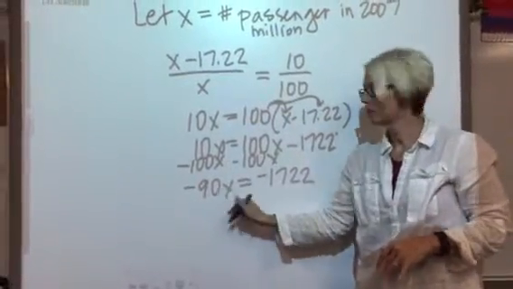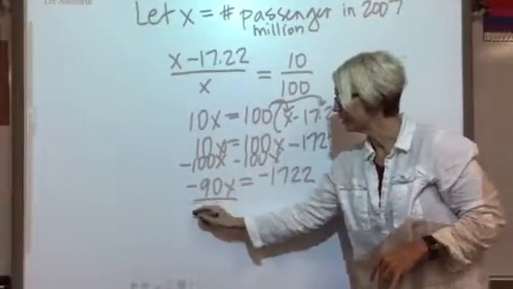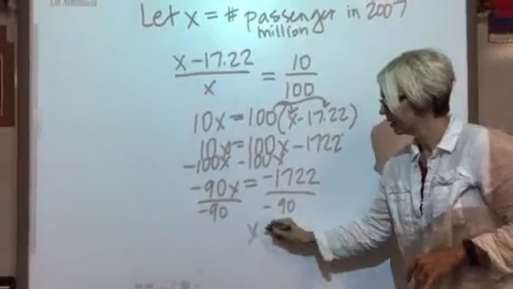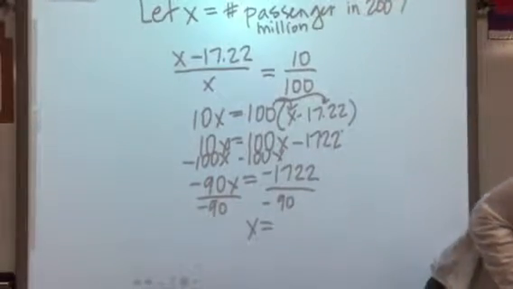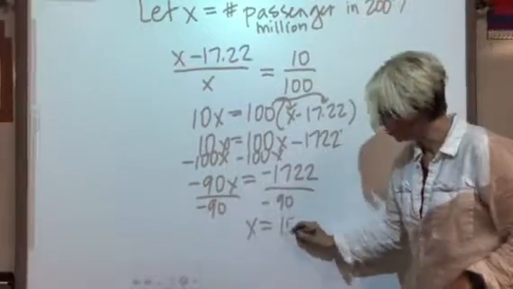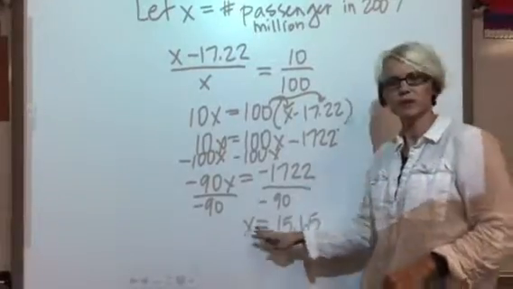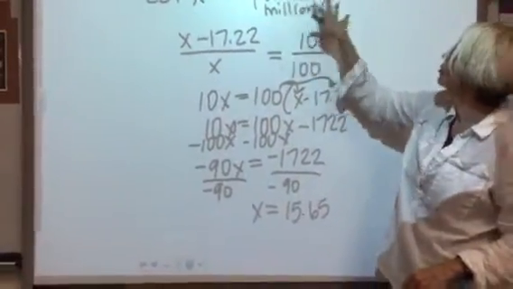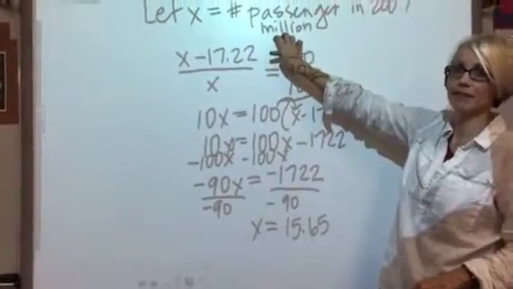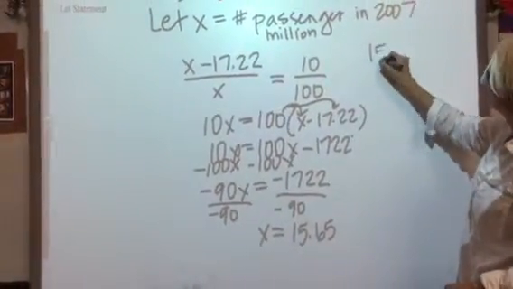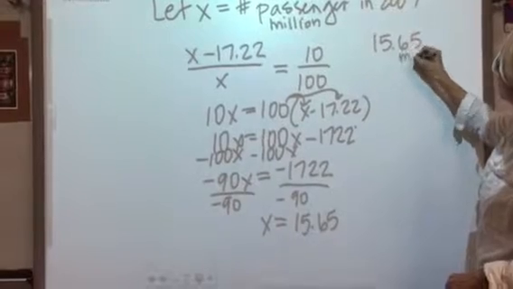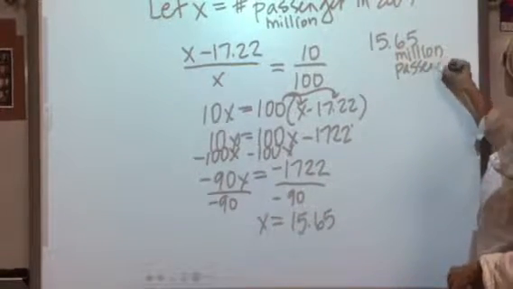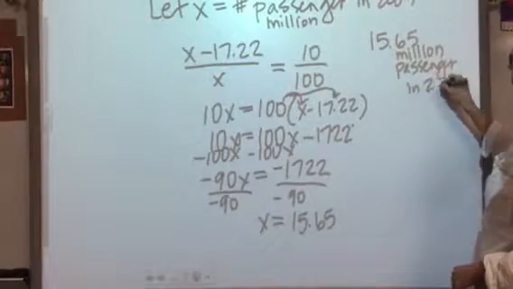To get x by itself, we divide, because this is multiplication, by negative 90. Divide by negative 90, and you get x is equal to 15.65 approximately. You can round it. So this is our number of passengers in 2007, but remember it's millions. So we're going to say 15.65 million passengers in the year 2007.